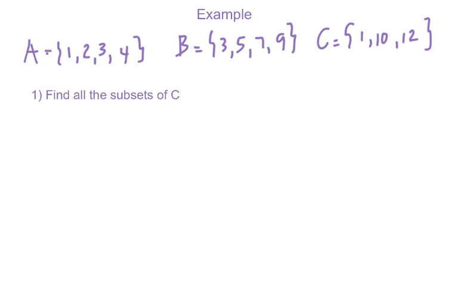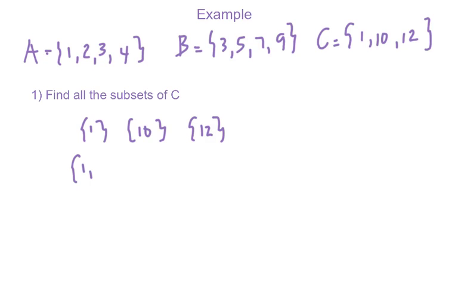So we'll start with listing sets with one element in each set. So the set that contains 1, the set that contains 10, the set that contains 12. And these are all subsets of C because every element in each one of these sets also belongs to the set C. Now let's list sets that have 2 elements in it.